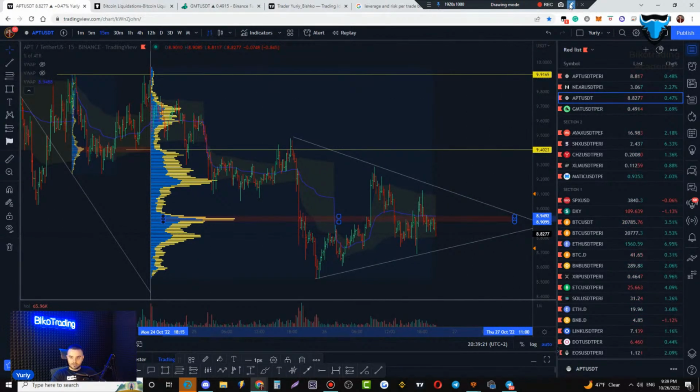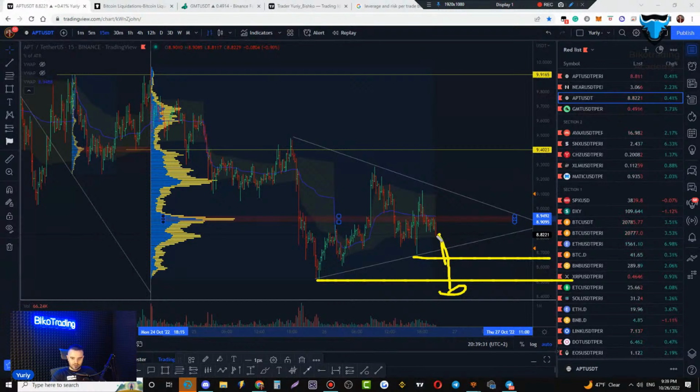From my point of view, for APT, it would be good to reach one of these levels to take stop losses of all people below this. That means at this moment, potentially, we could try to take some short with stop loss above VWAP and take profit two goals. First one 870, another one 850.